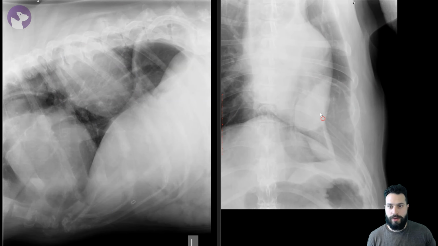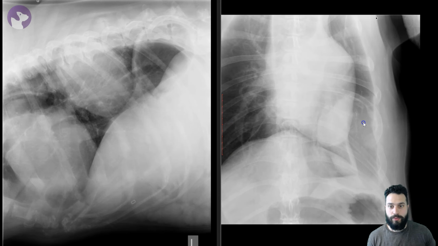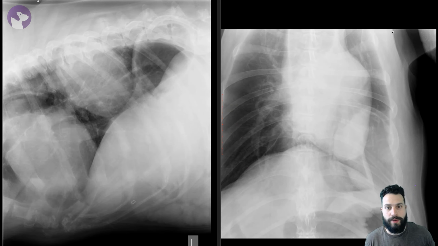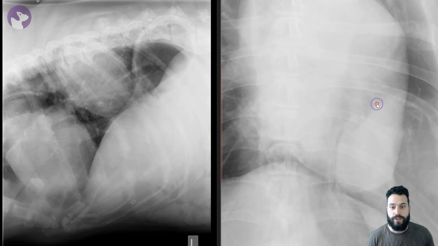But the question becomes, where is this mass arising from? We might think, hey, that's probably a pulmonary mass. It's probably the left caudal lung lobe. But there are some features of this case that tell us that it's actually coming from a different location, and that's what I want to draw your attention to in this video.